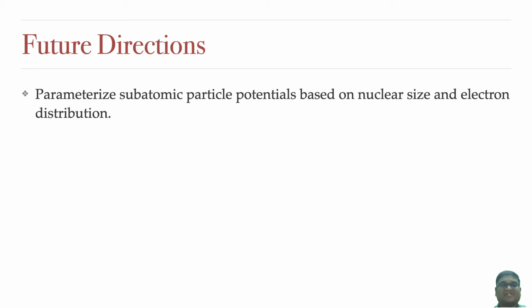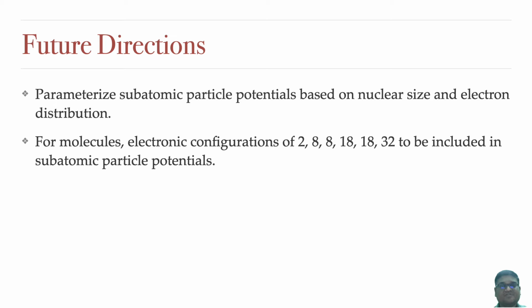I have to model this further based on the nuclear size and the electron distribution as well. So far it is not parameterized based on the nuclear size, the electron repulsion, or the atomic orbitals that we already have: S orbitals, P orbitals and D orbitals around the nucleus. So we have to model these pseudo potentials based on those as well. That we will consider as future studies.